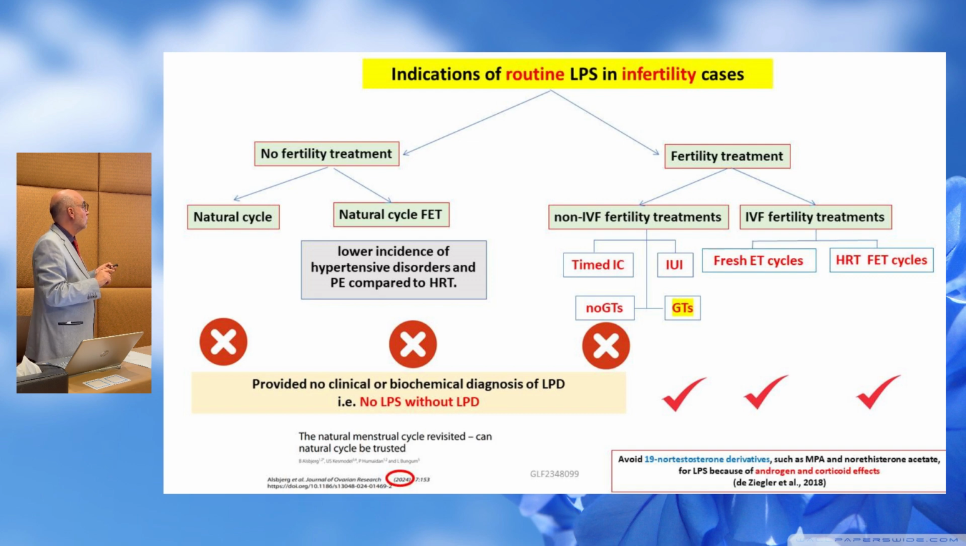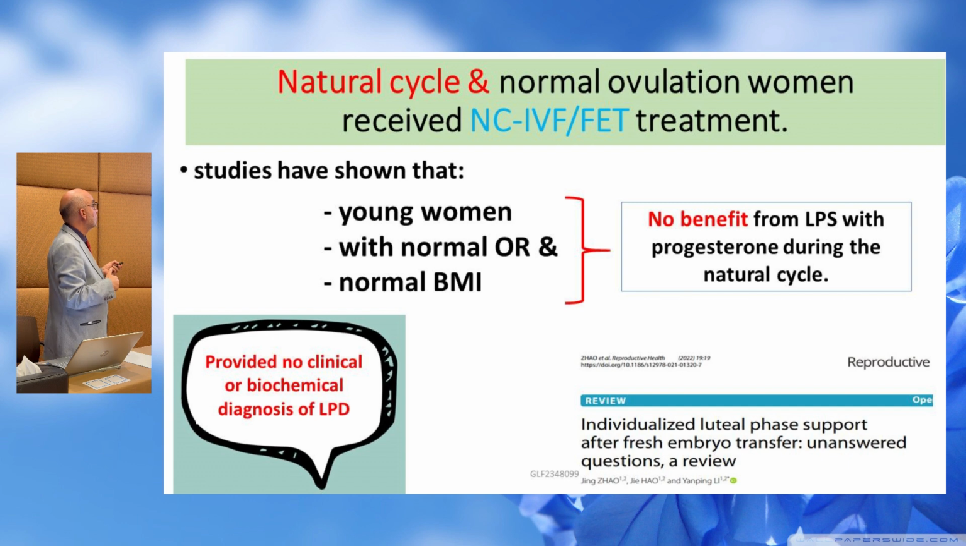Okay, so what about IVF? We have to give, because I told you 4 steps of IVF can lead to luteal phase deficiency. So the natural cycle IVF, which means IVF without induction, without drugs, you can ignore giving progesterone, provided the patient is young age and regularly menstruating and without evidence of luteal phase insufficiency and normal body mass index as found in recent publications.